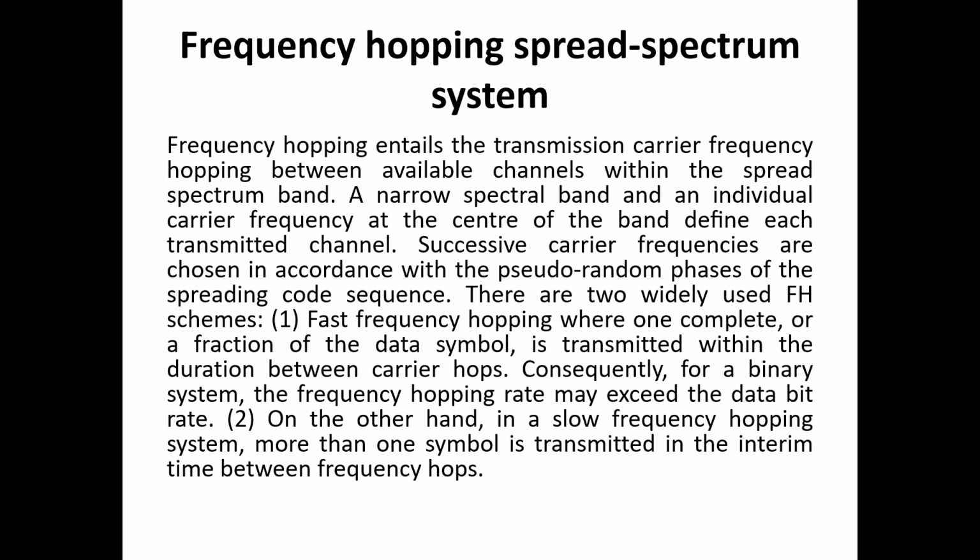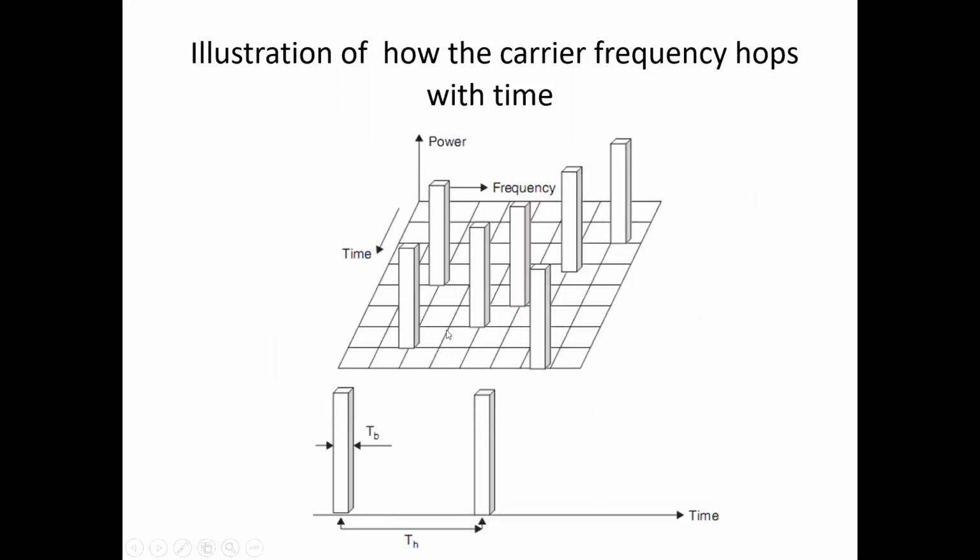Now we have another system which is called the frequency hopping spread spectrum system. For the frequency hopping spread spectrum system, we are going to use the following diagram. Look at this diagram really to understand what's going on. Now, these slots represent channels, okay, channel number 1, 2, 3, 4, 5, 6, 7, 8. Now here we have 8 channels.